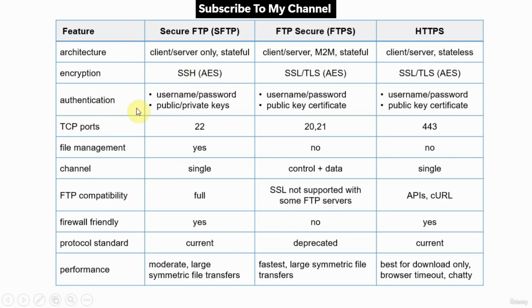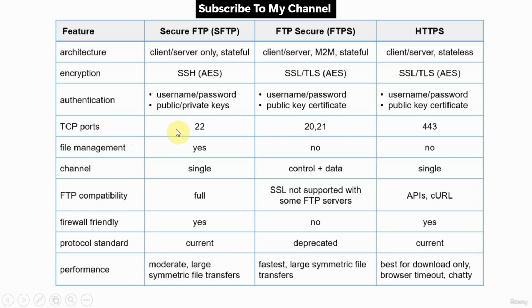As far as authentication goes, you can use username and password or public-private keys. You can use either one. You don't have to use keys, and it'll work just fine doing that as well. With FTP Secure, you have basically the same options, although the public key uses a certificate instead of keys. So we use actually something a little bit different. And HTTPS uses a certificate for authentication because it's based on TLS. So that's kind of a small difference there as well.